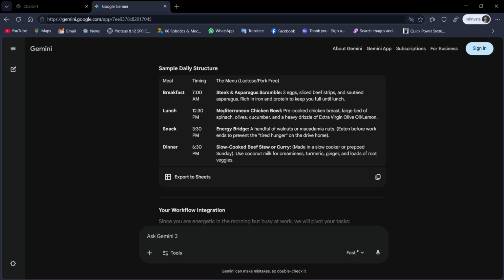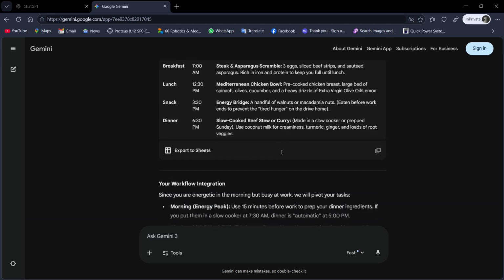Then lunch at 12:30, Mediterranean chicken bowl. Then a snack at 3:30, an energy bridge, a handful of walnuts and macadamia nuts. And then in the evening we have dinner, slow cooked beef stew or curry, and so on and so forth.